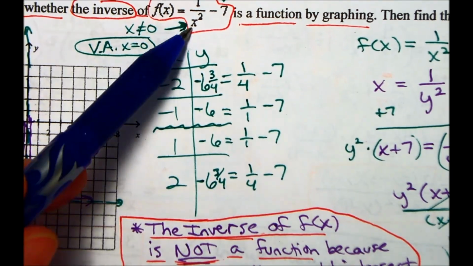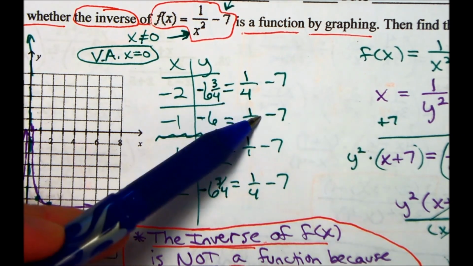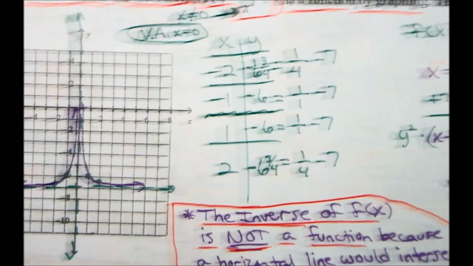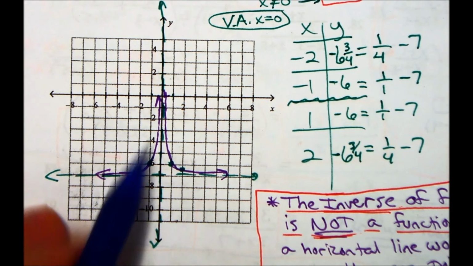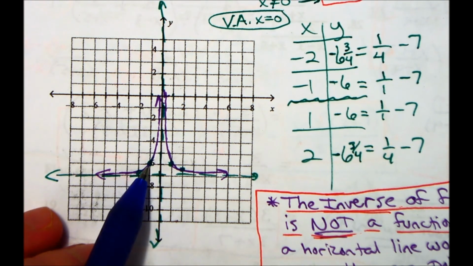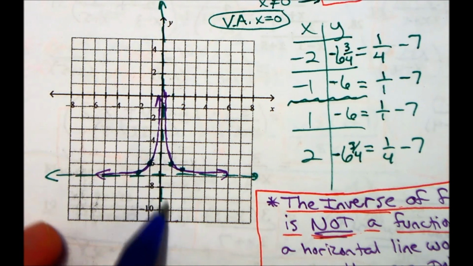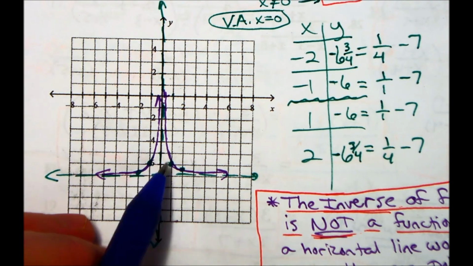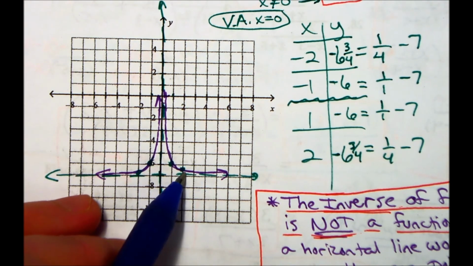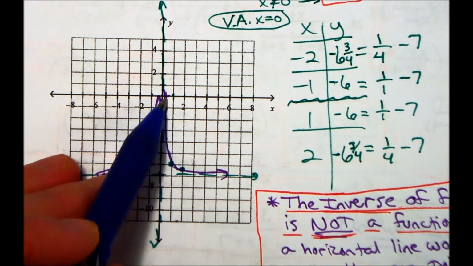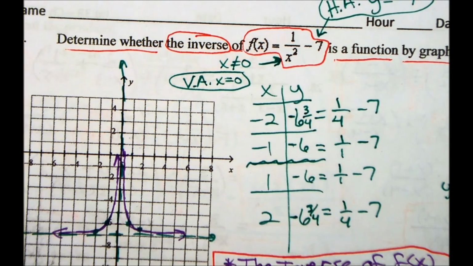And then if you plugged in positive or negative 1 and square it, you're just going to get 1 minus 7, which would be negative 6. So then I graphed those points, negative 2, negative 6 3/4, negative 1, and negative 6. So we have this side getting closer to the vertical asymptote this way and the horizontal that way. Then we've got our positive 1, negative 6, and positive 2, negative 6 3/4. So again, we have that. So this would be our graph of this equation.